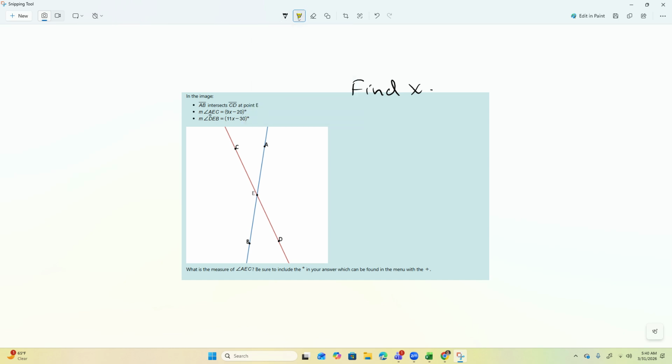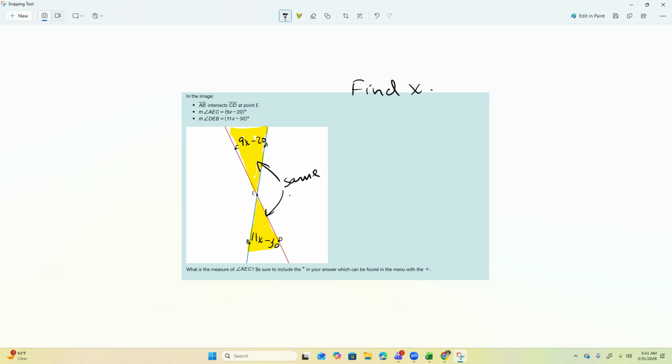Watch. They tell you that line AB, the blue one, and line CD, the red one, intersect at point E. And they tell you that angle AEC, I'm going to highlight it, this angle right here, is 9x minus 20. And angle DEB, which is this one down here, I'm shading this time in the same color so you understand these two angles are vertical angles. Remember that vertical angles have equal measurement. Angle DEB is 11x minus 30.